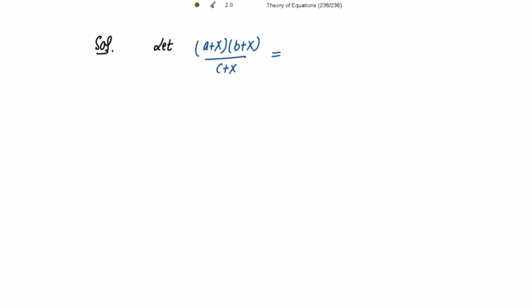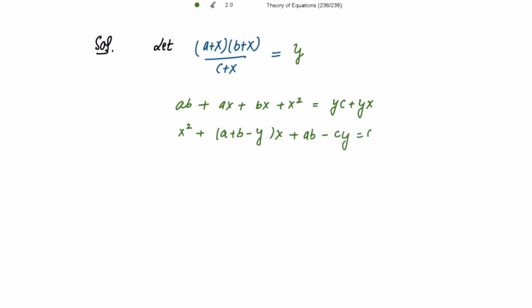Okay. So let's consider this expression to be equal to y. And on simplifying this, we get a quadratic equation in x. So this is ab plus ax plus bx plus x square is equal to yc plus yx, and then x square plus the coefficient of x, that is a plus b minus y, plus ab minus cy is equal to 0. So this is the quadratic equation in x.